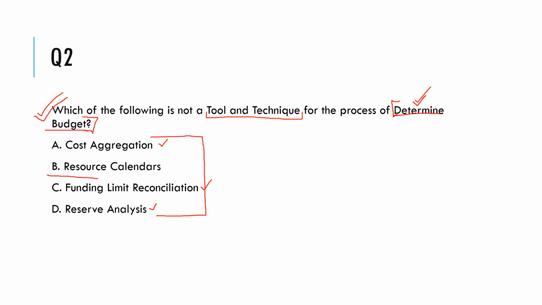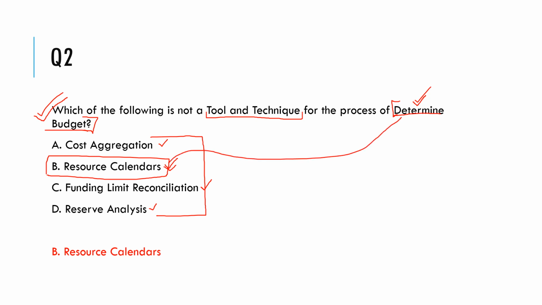But resource calendars is actually not a tool and technique. It is an input to this process. It is simply the calendars of the resources, when the resources are available. And you need this to determine the budget. You need the cost of the resources and their availability to come up with the budget. So no matter, you don't have to learn the ITTOs. All you need to do is to understand what the processes do, and to understand what these concepts are all about.